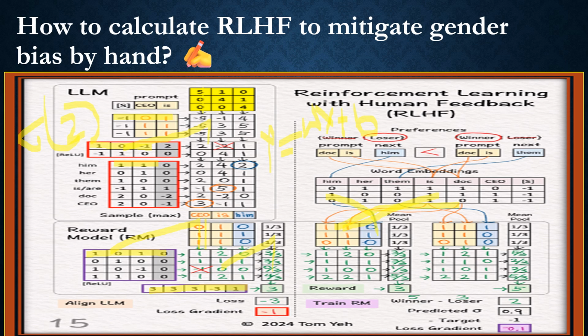Mean pooling is 1 by 3, 1 by 3, 1 by 3. So here we have this matrix here. So multiply this with this here. So multiply both these matrices, we'll get this, right? 1 by 3 plus 2 by 3, that is 3 by 3, right?